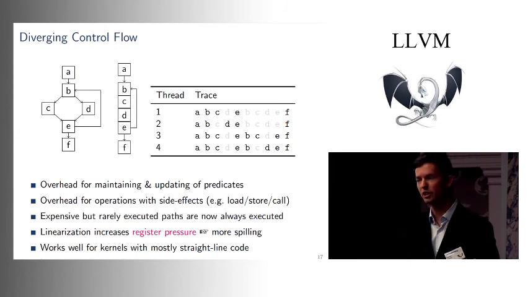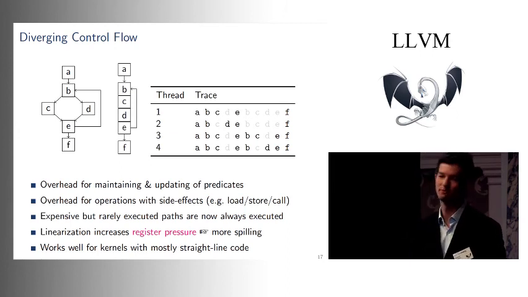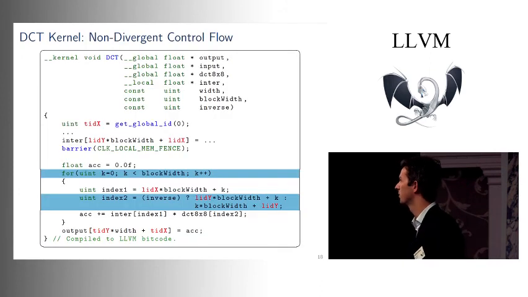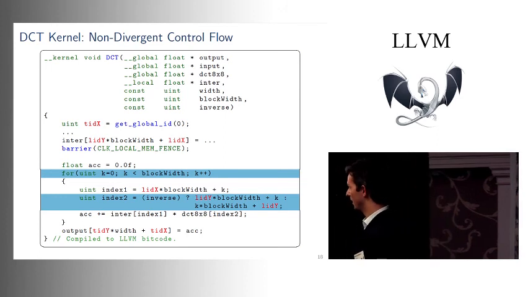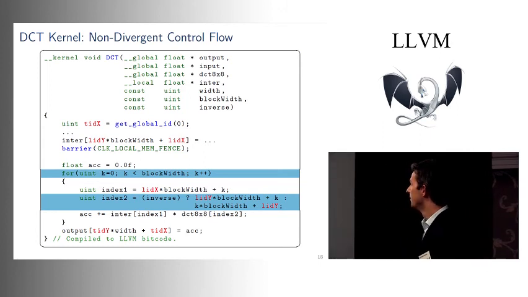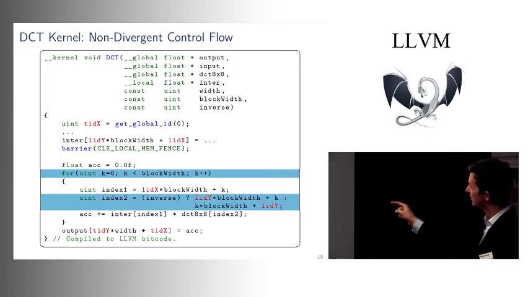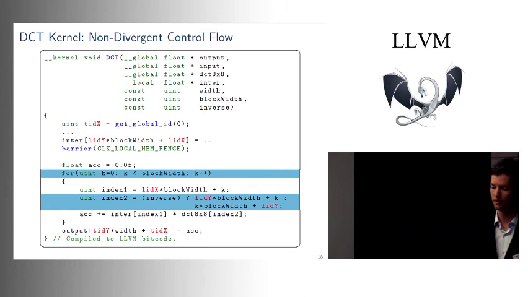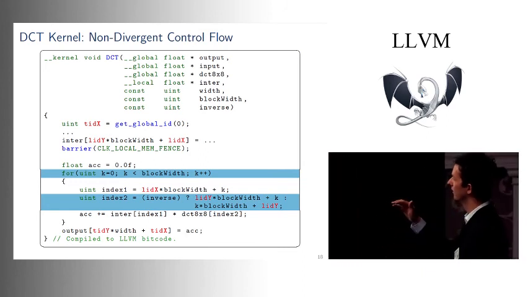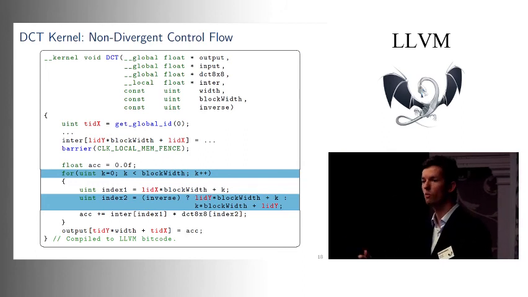The summary would be that this works really well if you have straight line code. But the more control flow you get, the more complicated it becomes. If we look at the discrete cosine transform again, we see that it's not straight line code. We have a loop here, and inside the loop we have a ternary operator. On the other hand, the conditions for these control flow statements are actually constant, because they only depend on constant input values like the block width and the inverse. That means, although this is control flow inside the kernel, all the threads will always go in the same direction in the control flow graph. And that is a fact that we are trying to exploit now.